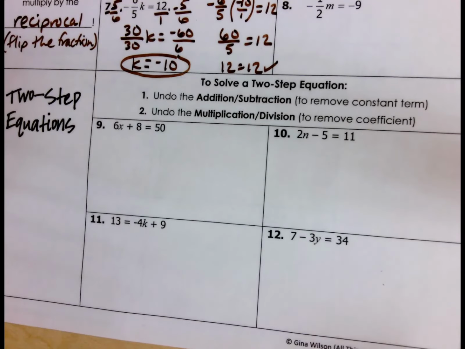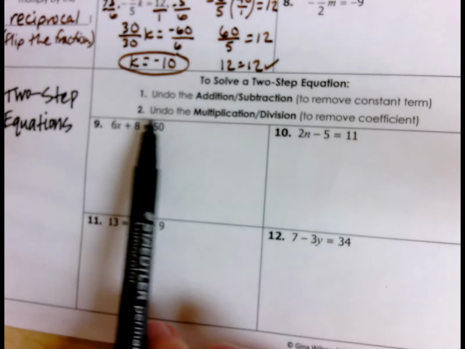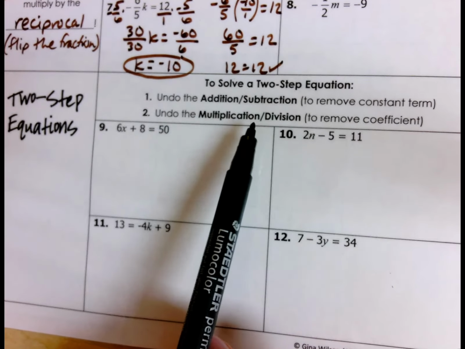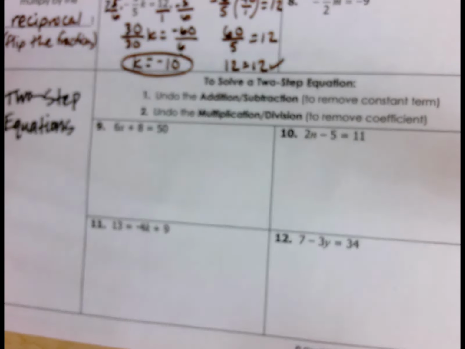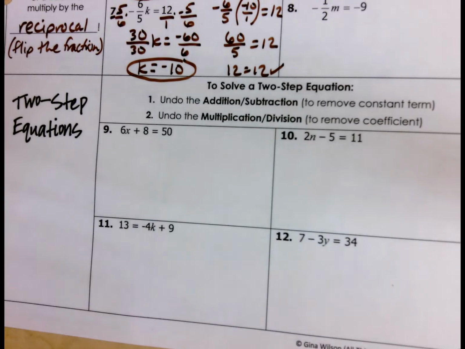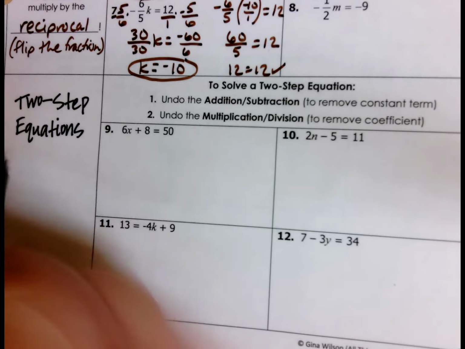Okay, two-step equations. To solve a two-step equation, we've got to undo the addition and subtraction, and we've got to undo the multiplication and division. Normally when we are simplifying something, we use the order of operations. When we're trying to solve for a variable, we're trying to undo all that's been done. To undo something, we have to do the opposite. So we're actually going to go the opposite order of operations.